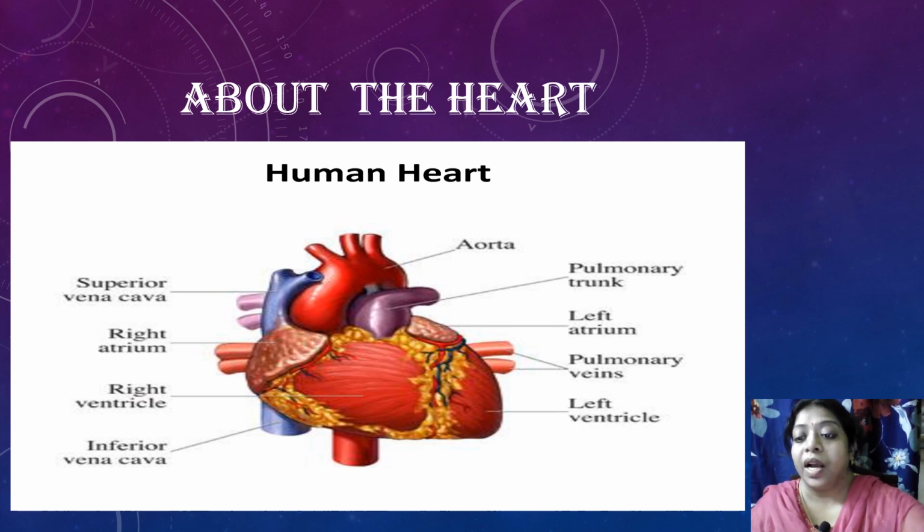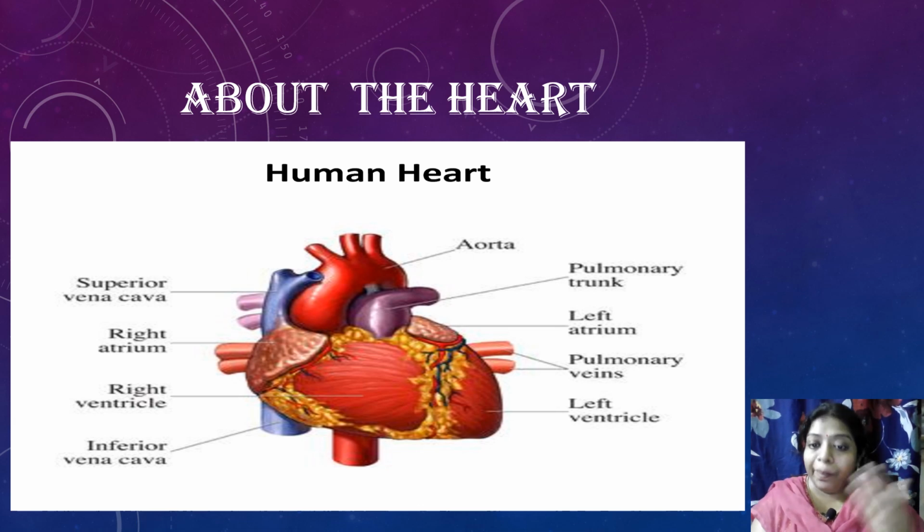When I was talking about the chambers of the heart, in human beings it is a four-chambered heart. The upper two parts are the auricles and the lower two parts are the ventricles. In other animals, hearts with one, two and three chambers are normally found.